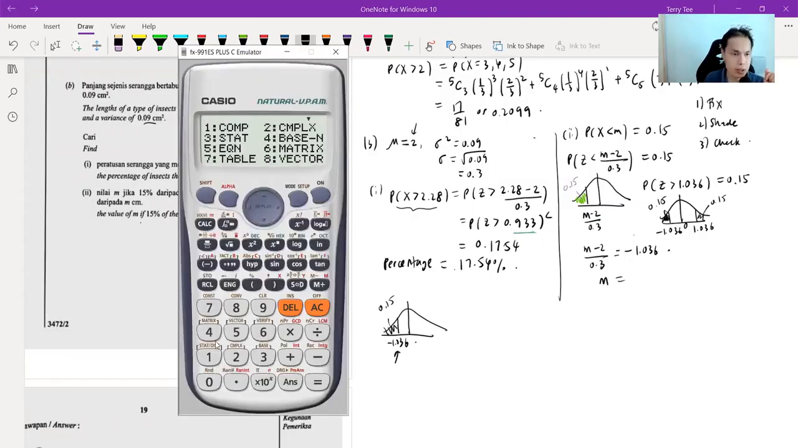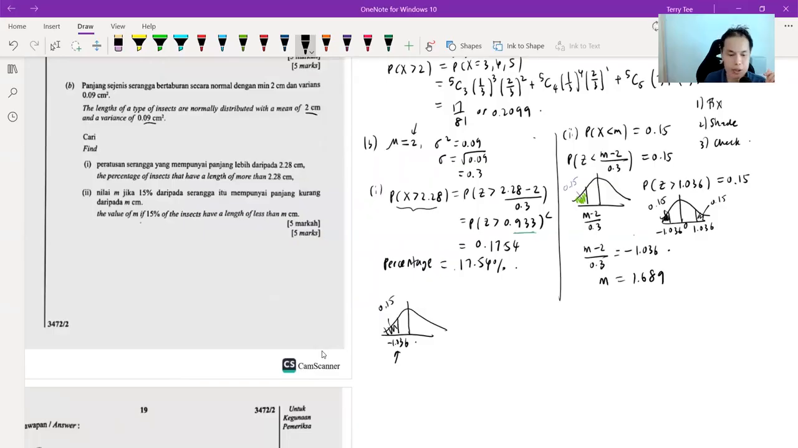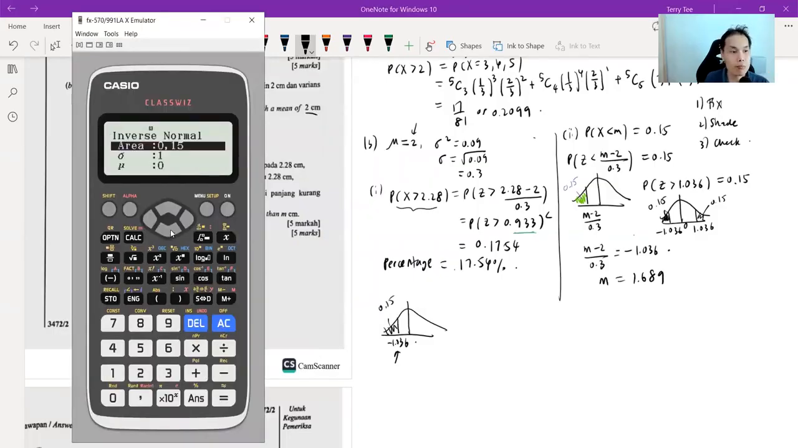Okay, now, with that, we can just multiply this over. I'm going to change this to computation mode. Just multiply over. This is negative 1.036. I multiply with 0.3, then I plus with 2. My m is 1.689. Now, the advantage of using this calculator is that you can even set your mean and standard deviation. Like your standard deviation is 0.3. Your mean is 2. There you go. 1.689. I got straight away. Yeah, you can do that.